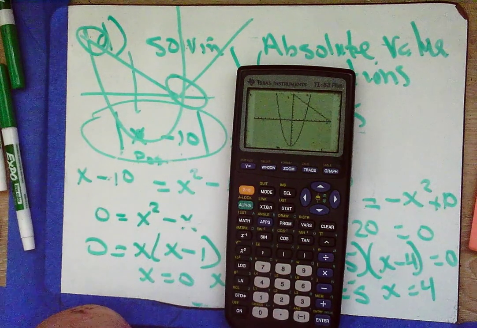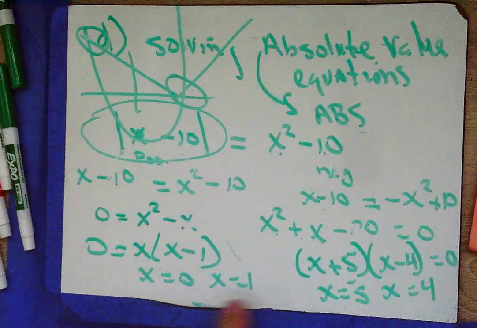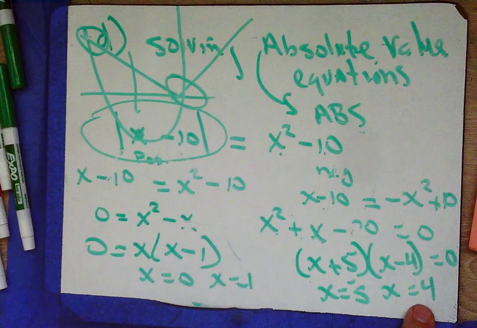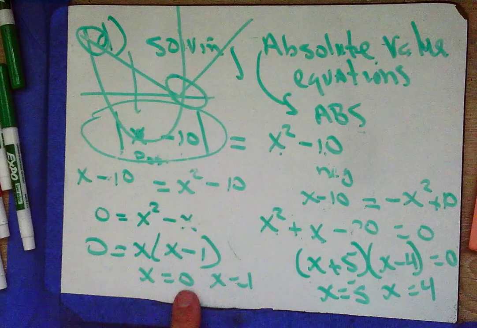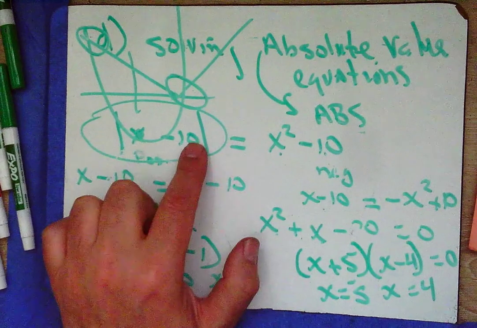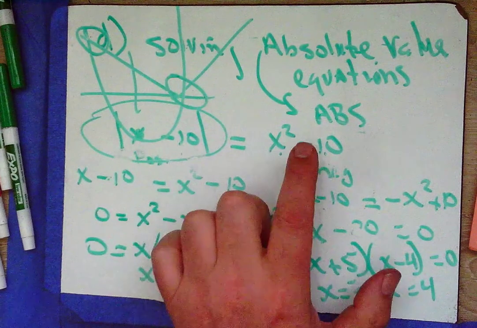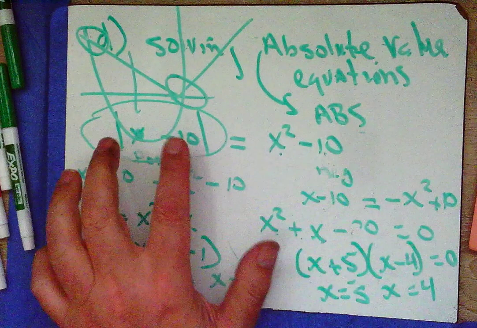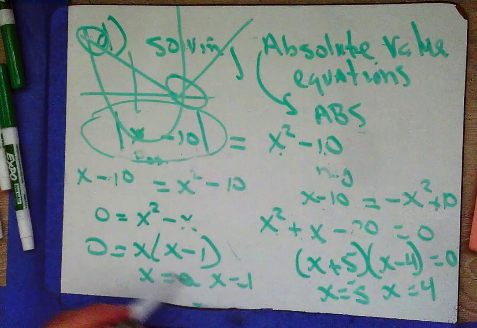Yeah, I see only 2 points of intersection. So, not 4. Huh. Let's try. Let's see. Plug in a 0. 0 minus 10 is negative 10. The absolute value of negative 10 is 10. Does 10 equal negative 10? No, it doesn't.